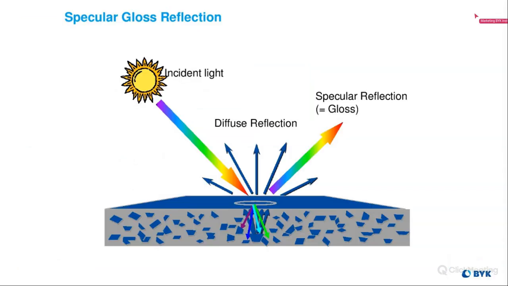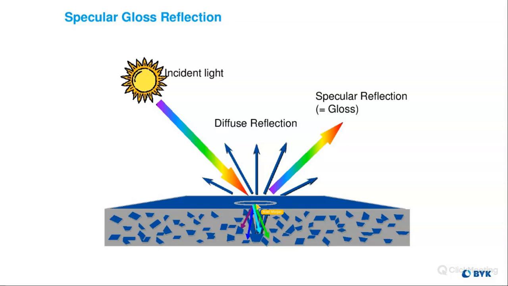So to start her off, what is gloss? Gloss is defined as the spectral reflection. What that is, if you have incident light, in this case the sun, it shines light down containing all the colors in the rainbow, and it hits the surface of an object. Once it hits that surface, a couple things happen.